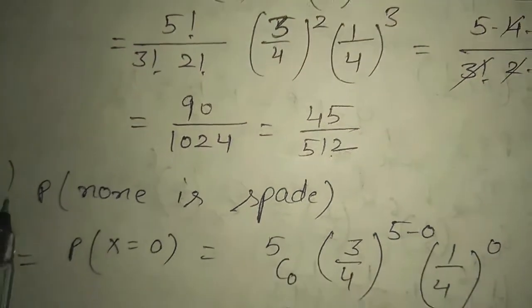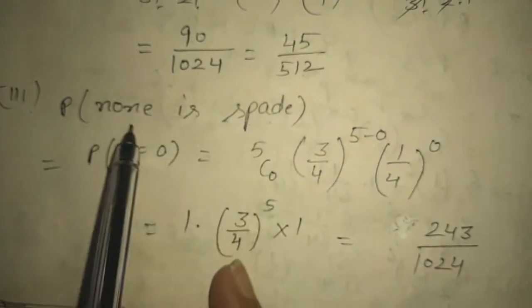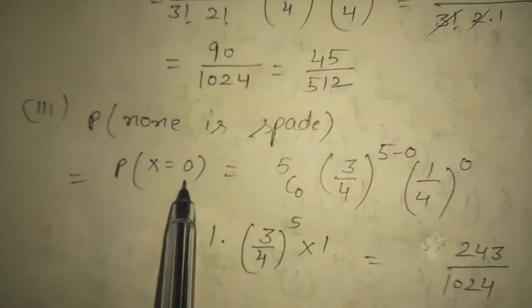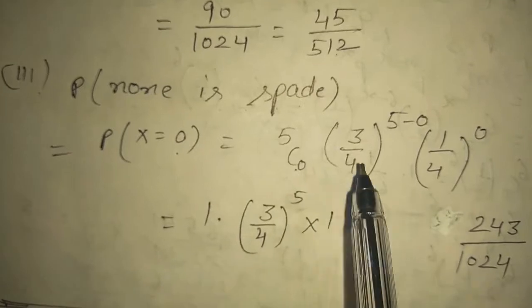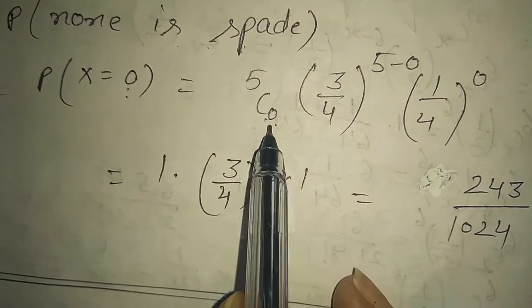And in the third case, P of none is a spade. None means you should not have any spade card, that is, no spade card will be drawn. So x is equal to 0. So 5C0, at the place of x we will put 0 and we will solve it. 5C0 is 1.